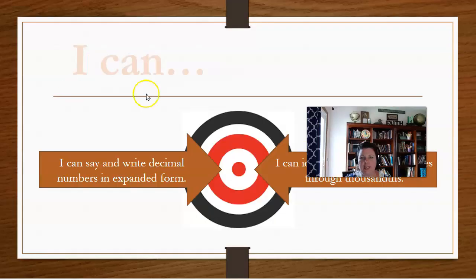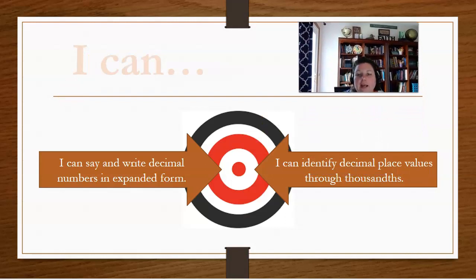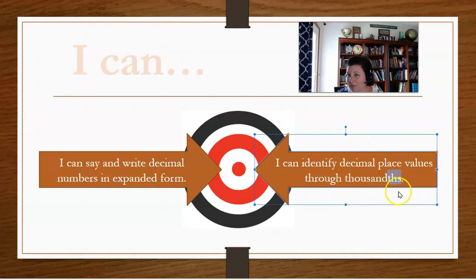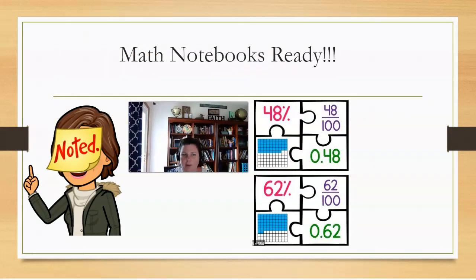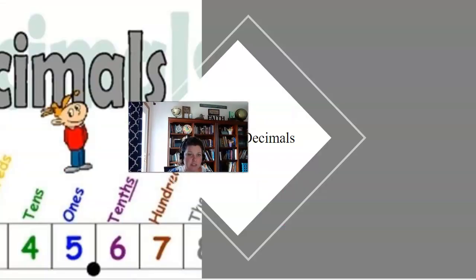Okay, so today I hope that when we're done, you can say, I can say and write decimals in expanded form. I can also identify place values through the thousandths. Notice the TH. That's different from thousands. This is thousandths. Let's talk about why it's important to be able to say a decimal.